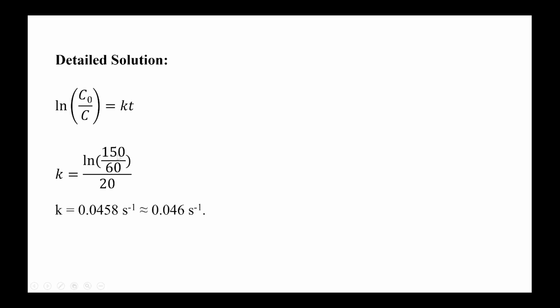So initial concentration is 150, final concentration is 60, time is 20. So just replace the values, solve. 150 by 60 would be 2.5, and natural log of 2.5, take that and then divide it by 20. The answer would be approximately 0.046. Okay.